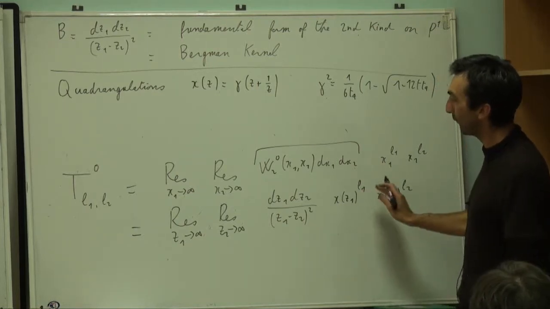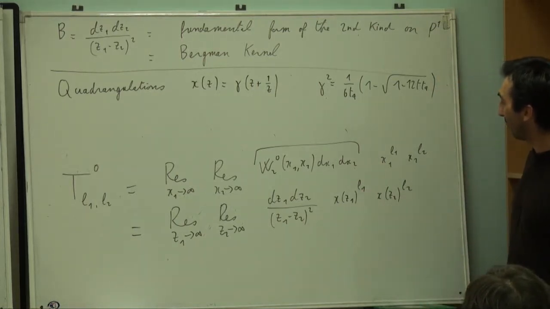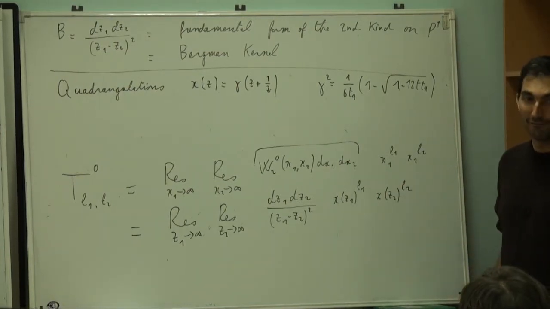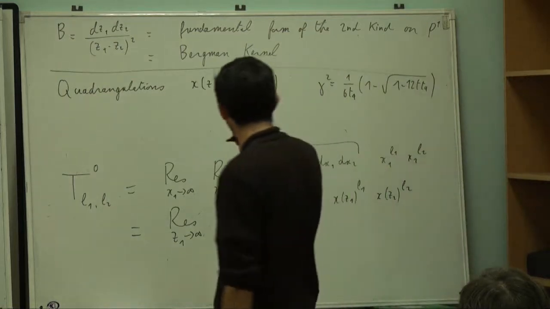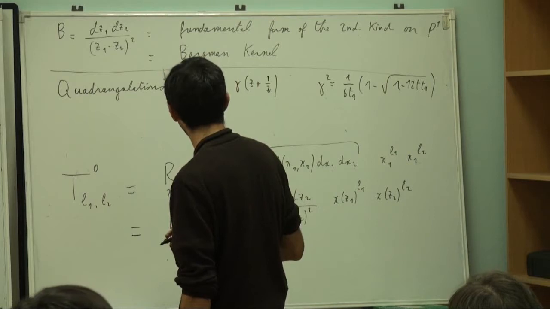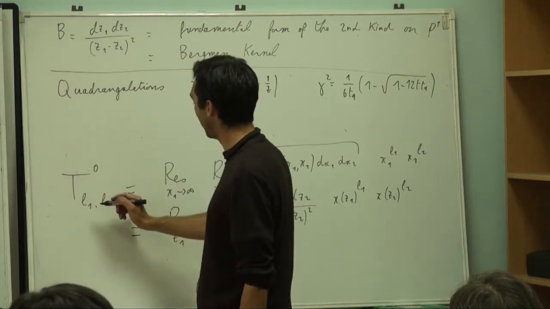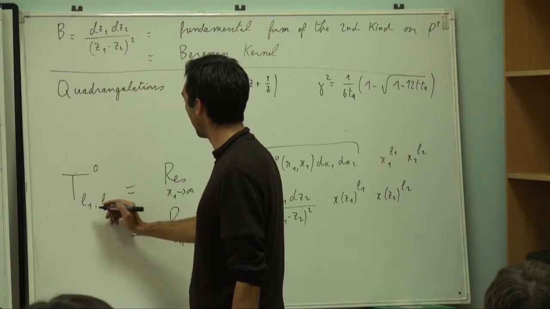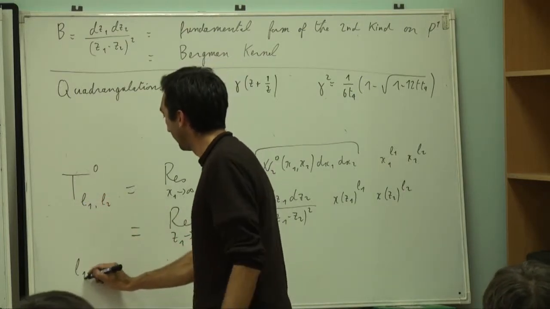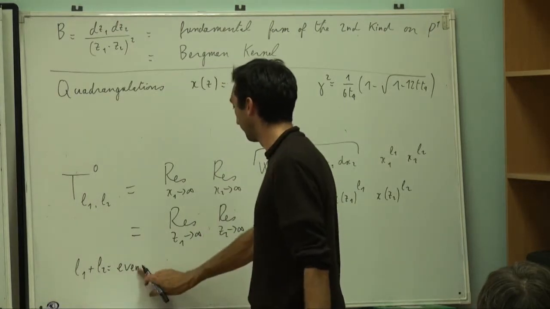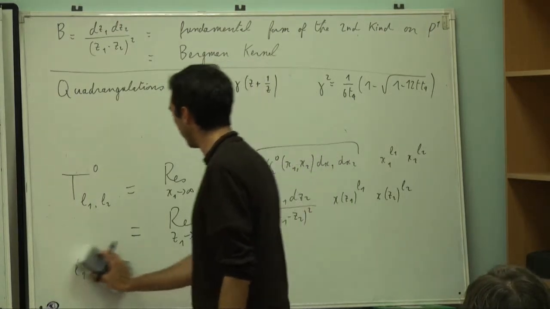But it's easy to see that you will get 0 unless L1 plus L2 is even. So in fact, let me choose directly L1 plus L2 even. Well, we will see in the computation.